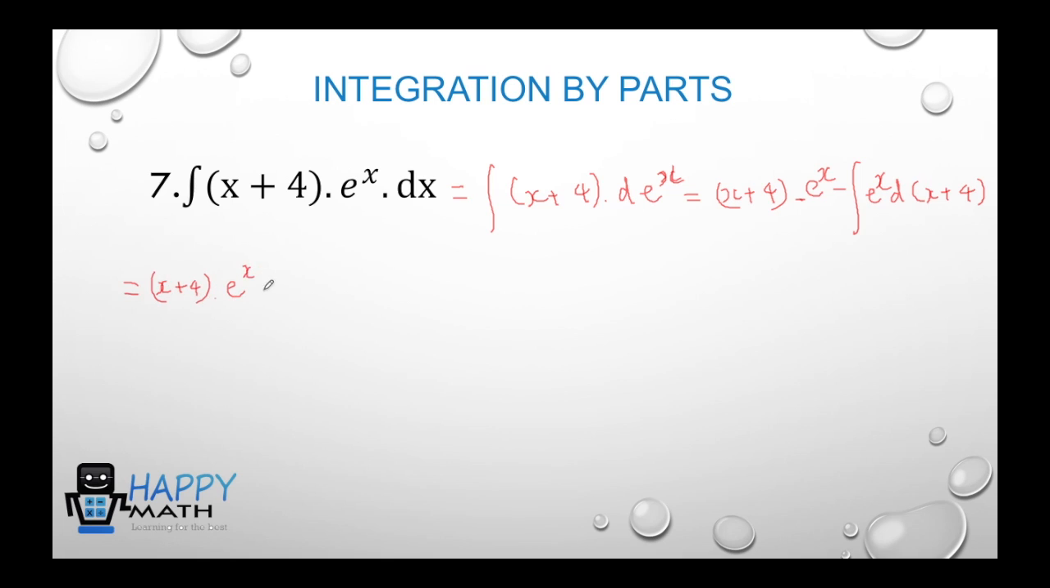First one is unchanged. And how about d of x plus 4? Very easy. d of x plus 4 is the same as d of x, because plus 4 or plus c or any constant number, differentiation is always equal to 0. Minus e power 2x plus c. Okay, maybe you understand.